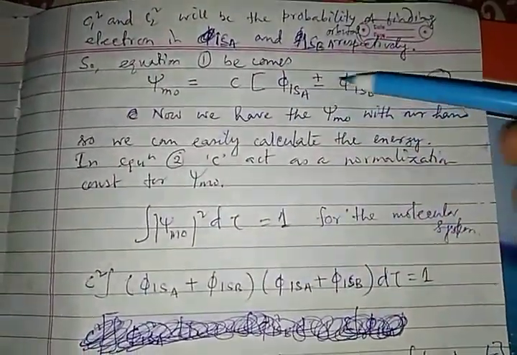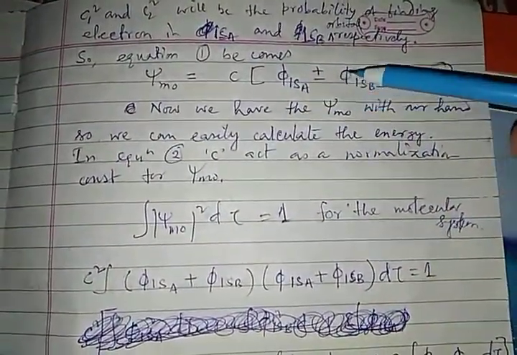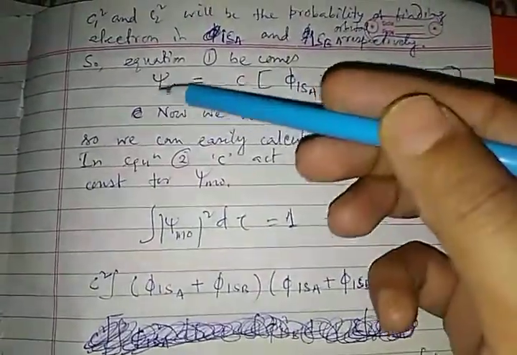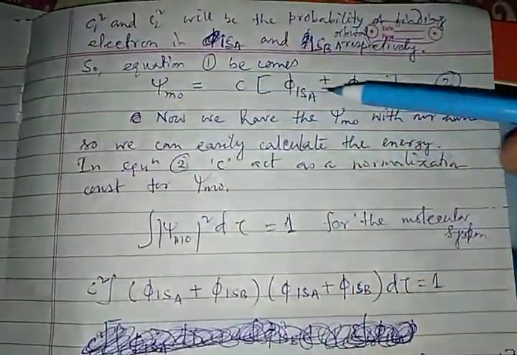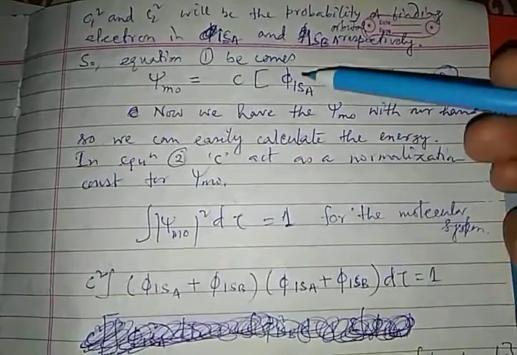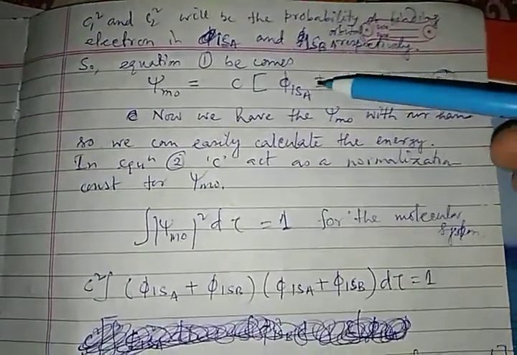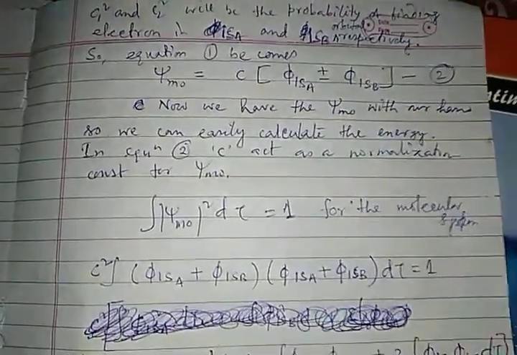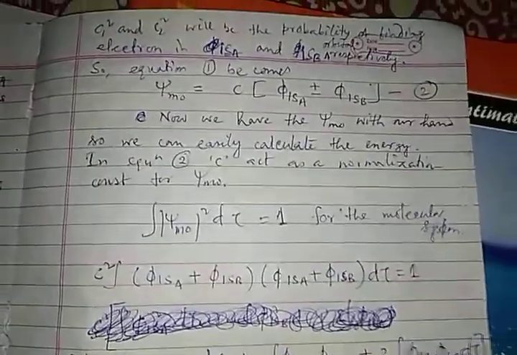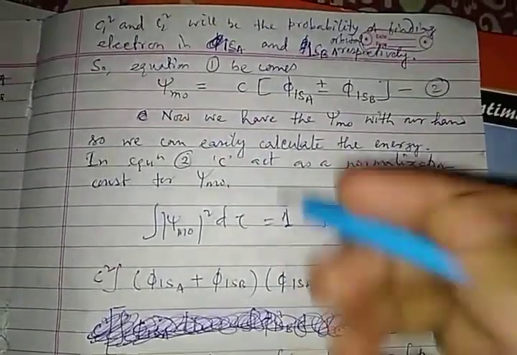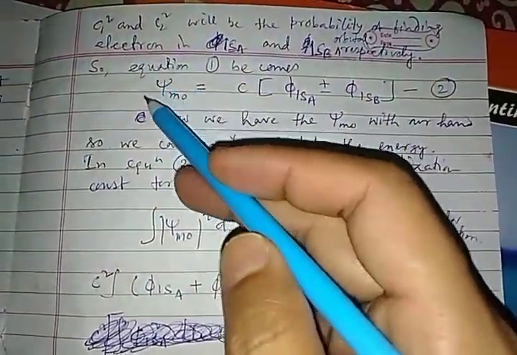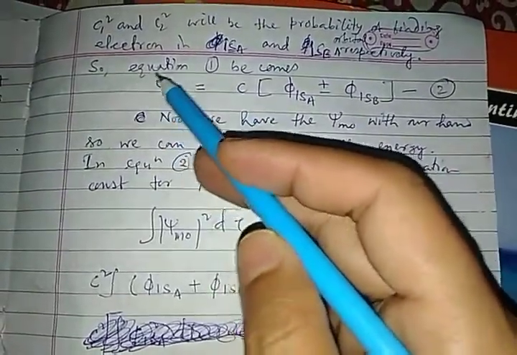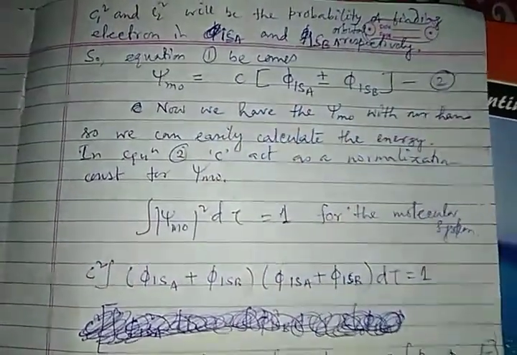Okay, now this equation 1 will turn out to be psi-MO equals plus or minus C, phi 1s A plus phi 1s B. Now the MO can be formed in another way, because we can take an additive combination or a subtractive combination of two orbitals. So there I am putting this plus minus sign. Now if I want to know the energy of the system, we are not interested in getting the psi-MO; even if we do not know the psi-MO, we can find out the energy of the system.